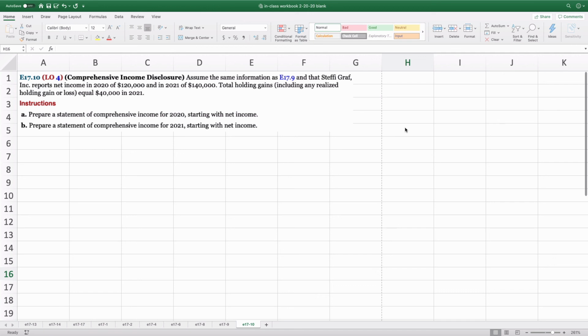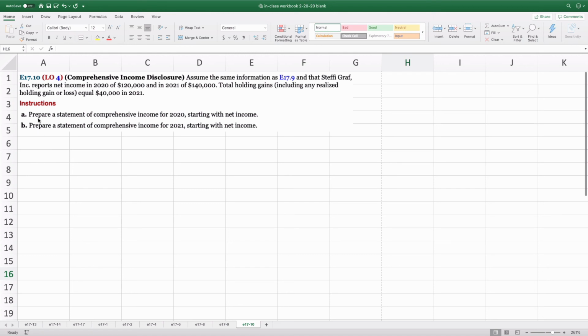In class today, I said that I would go over exercise 17.10 in a video, and that's what this is about. So in 17.10, it says, assume the same information as 17.9 and that Steffi Graf Inc. reports net income in 2020 of $120,000 and in 2021 of $140,000. Total gains, including any realized holding gain or loss, equal $40,000 in 2021.